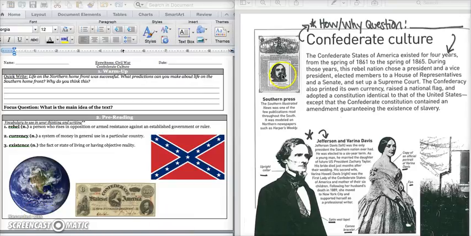Today our text is Confederate culture. Love that alliteration that our author gave us today. Before we get started, we're going to do our quick write.